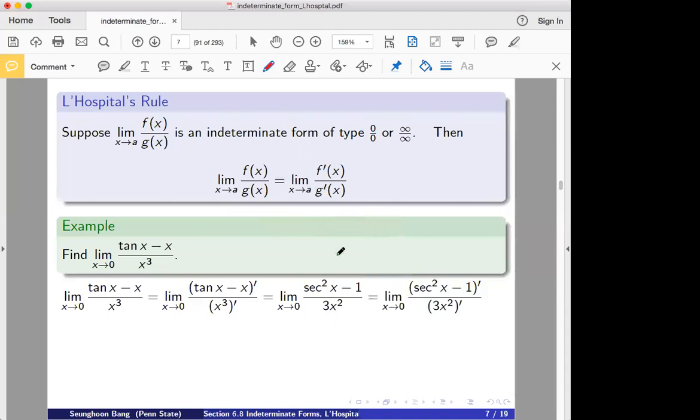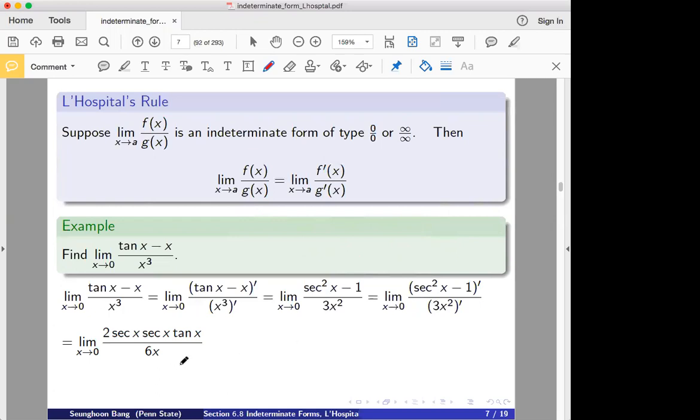The derivative of secant squared of x, you can use the power rule. The power comes down: 2 times secant x times the inner function's derivative, secant x prime. So we have 2 times secant x times secant prime, which is secant x times tan x. And the derivative of 3x squared is only 6x. So we have it like this.